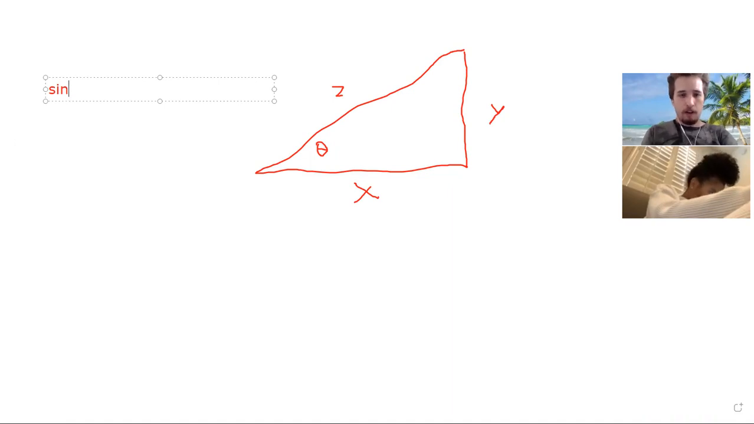I don't know how to write theta. I'm going to use a different one. I'm going to use sine of A. Maybe sine B.